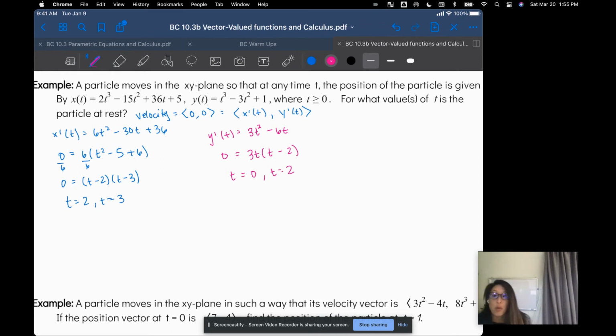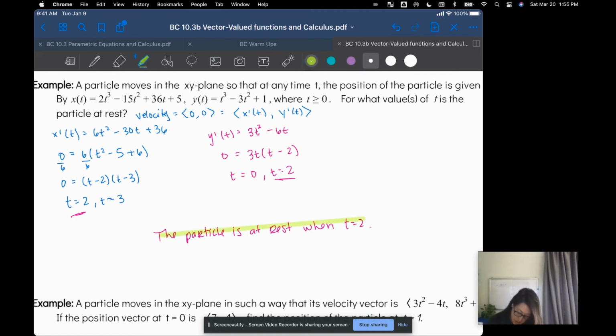So when t is equal to 0 and t is equal to 2, the y component is 0. So now we need the time when both the x and the y components are 0. So that's only when time is equal to 2. So the particle is at rest when t is equal to 2.